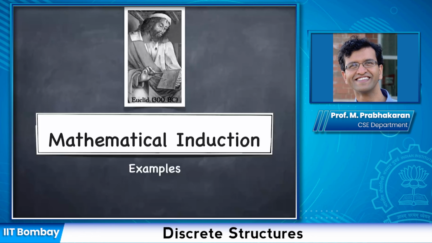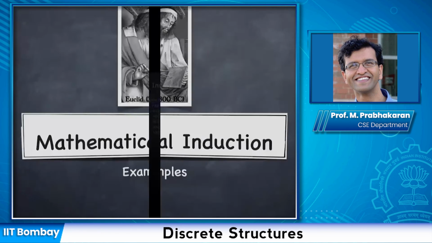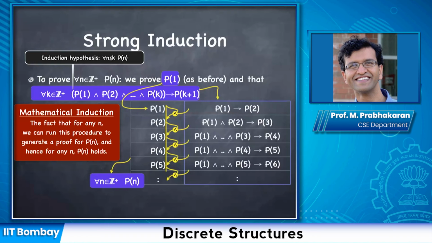We'll see a few examples of strong mathematical induction. So remember, this is what strong induction is. You need to only prove P1 holds and a statement that for every positive integer k, P1, 2, 3 up to Pk implies Pk plus 1. Then you automatically get to conclude that for every positive integer n, Pn holds.